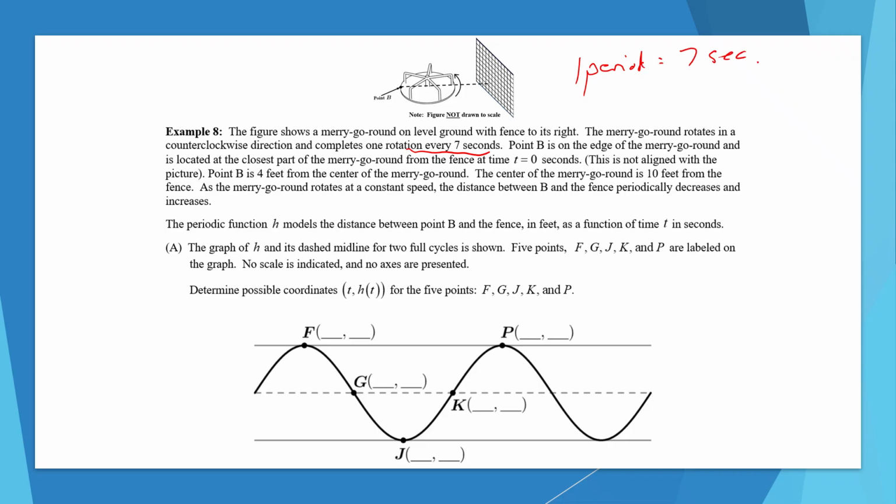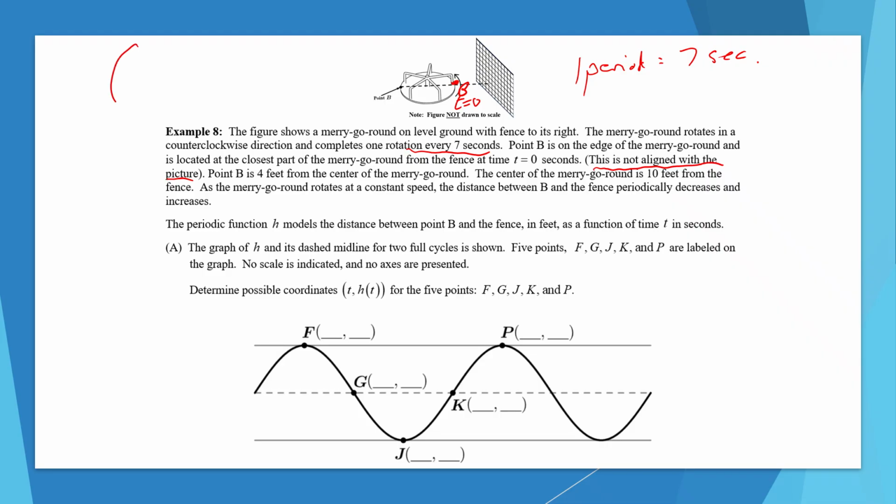Point B is on the edge of the merry-go-round and is located at the closest part of the merry-go-round from the fence. So even though point B is there, technically it's going to start right here at time t equals 0. So I'm going to label that. Sometimes the diagrams can be a little misleading. That's why I added in this is not aligned with the picture. All right. And then point B is 4 feet from the center of the merry-go-round.